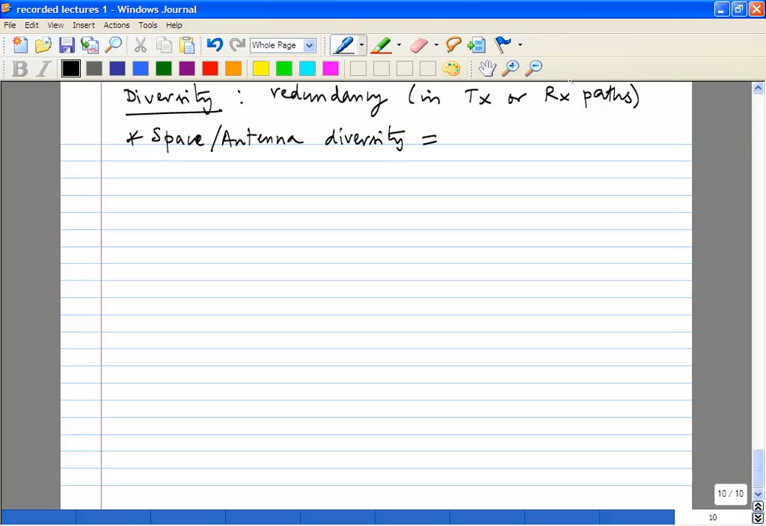What does this mean? All this means is you have two or more antennas, and you can choose to operate either one, so that your probability of having fading at both antennas at the same time is very little. Usually you would have some multiple of lambda by 2 spacing between the antennas. The reason is, if you have completely destructive interference at one of the antennas, that means at the other antenna you would have close to constructive interference.